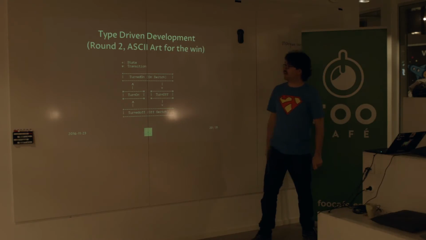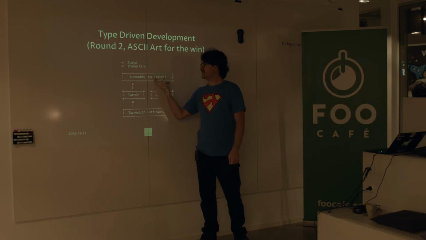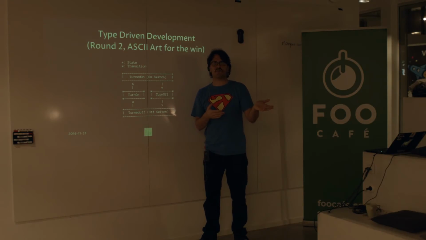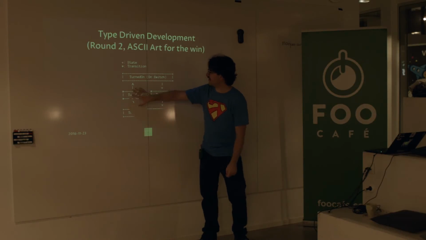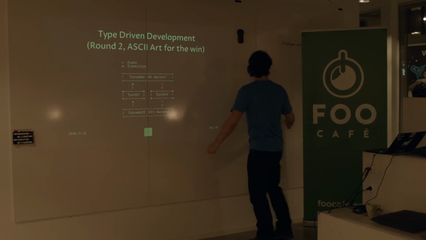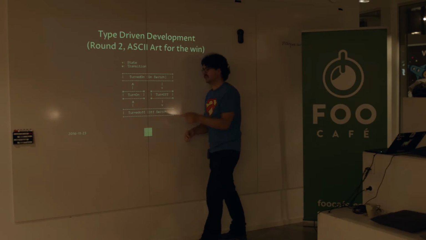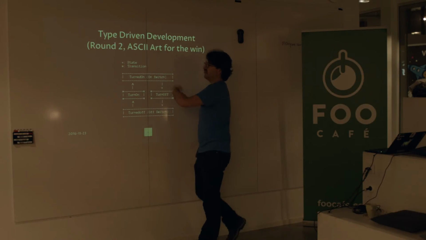So, ASCII art for the win. I put some plus symbols here for the state, which is more or less what we have seen until now with this travel agency app. And then we have the transitions. If I have a switch here, I can turn it on. If it's turned on, I can turn it off. And then we'll be in a turned off state, and I can turn it on. And then we loop to infinity, right?